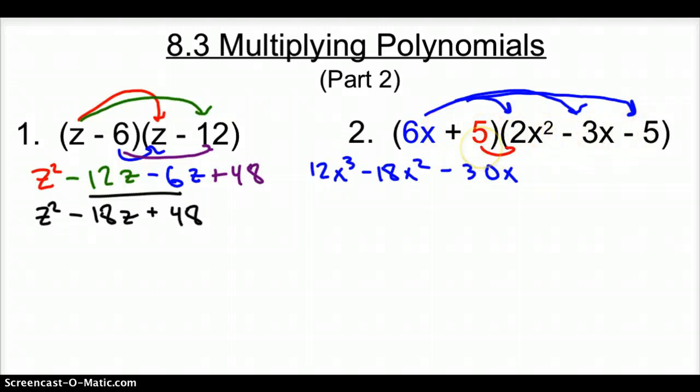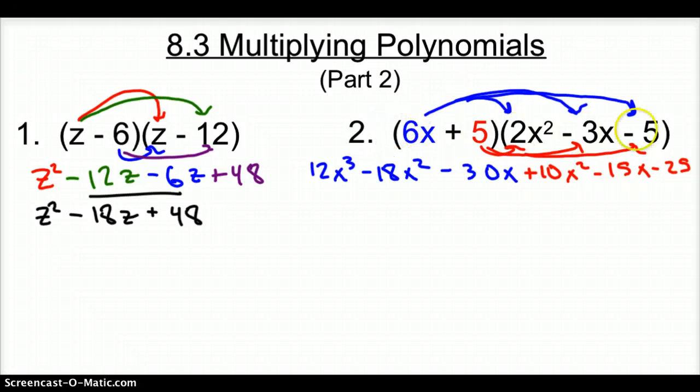Now we have to move on to the 5. So now we multiply that 5 times 2x squared to give us a 10x squared. Then we multiply it here to give us a negative 15x, and then the very last guy is a negative 25. Now with something like this, there's just a little bit more cleanup that we have to do.